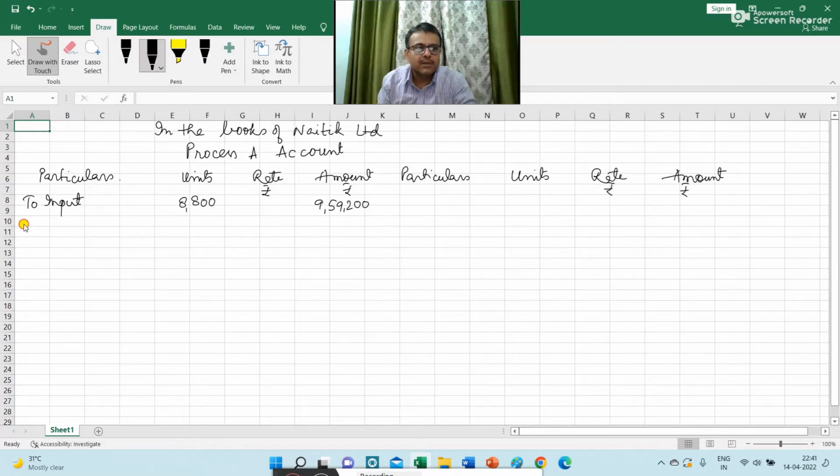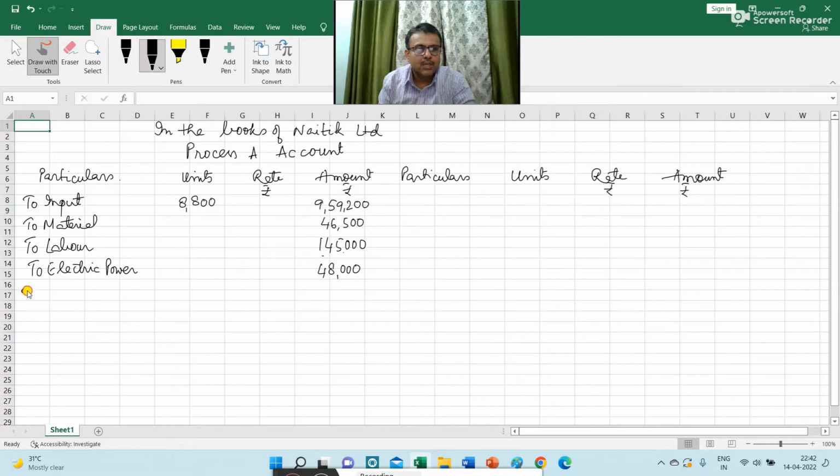Then it is given that material is introduced in process A and the cost is given as 46,500. Then to labor, the cost is 1,45,000. Then to electric power, and the cost of electric power in process A is 48,000.